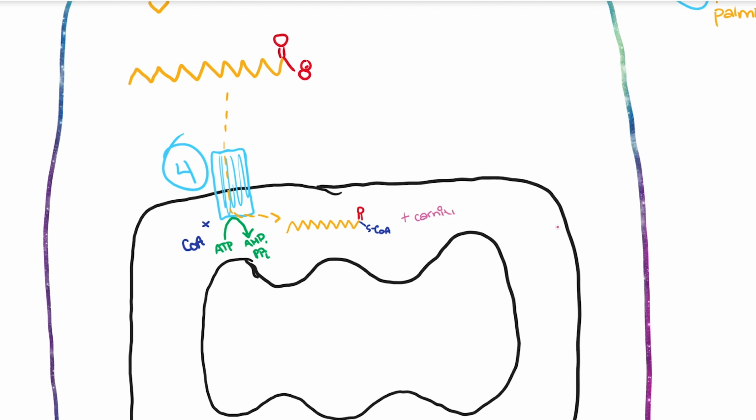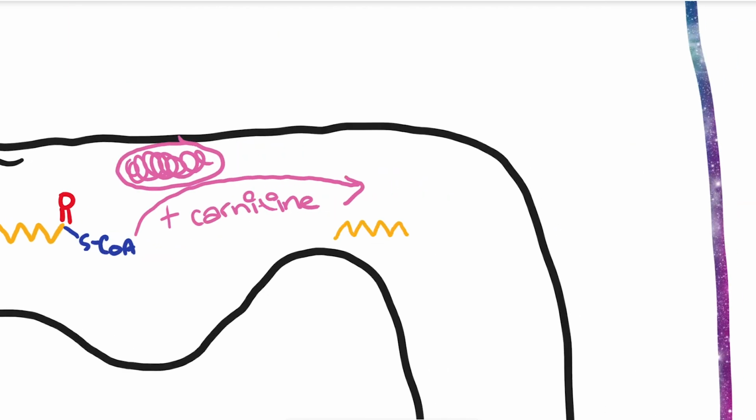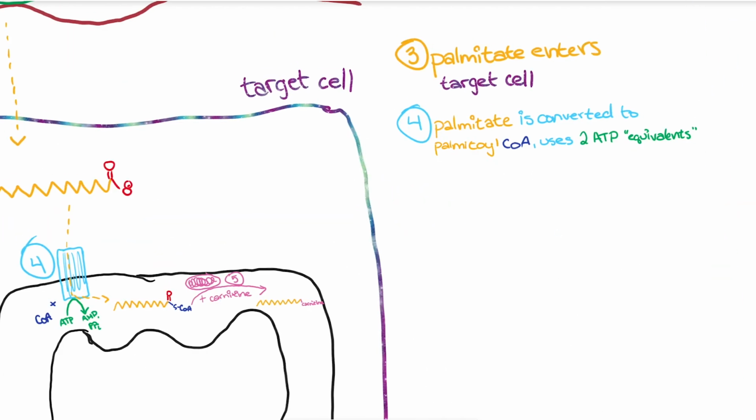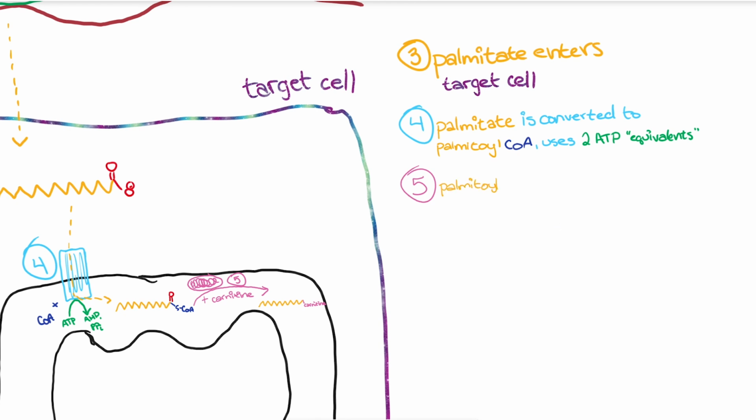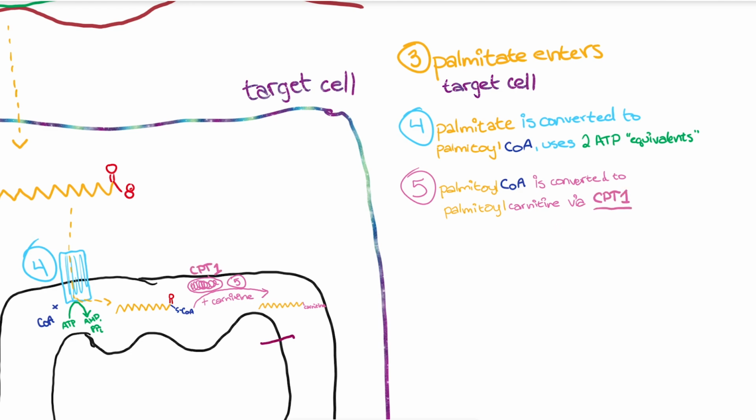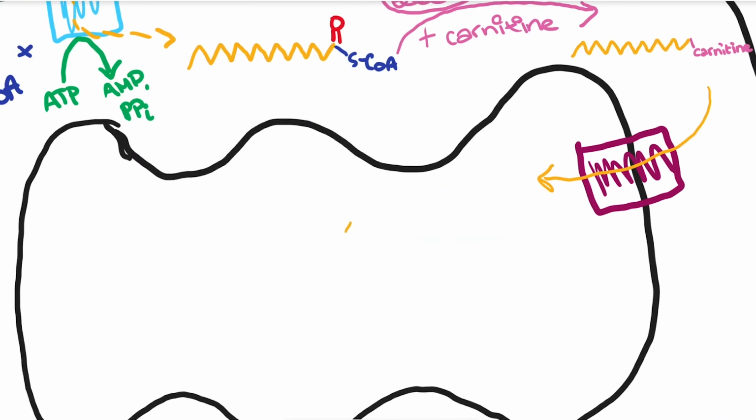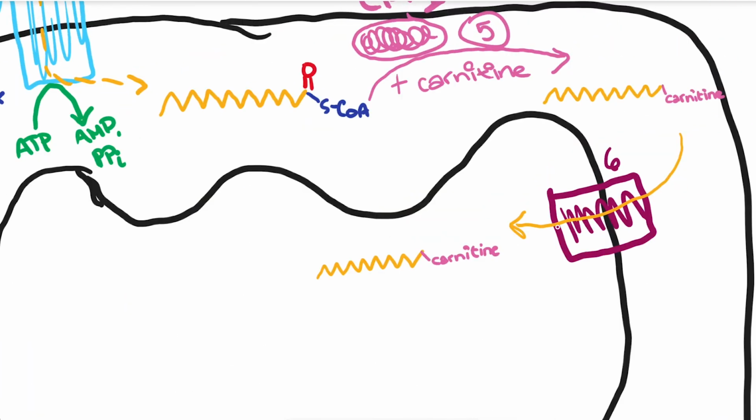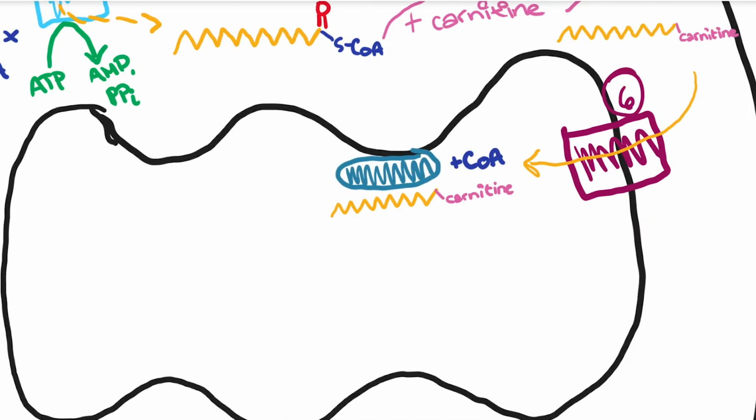Palmitoyl-CoA can't enter the mitochondrial matrix on its own, so it has to use something called the carnitine shuttle in order to enter the mitochondrial matrix. First step in the shuttle, the palmitoyl-CoA gets converted to palmitoyl-carnitine using the first carnitine-palmitoyl transferase, or CPT1.